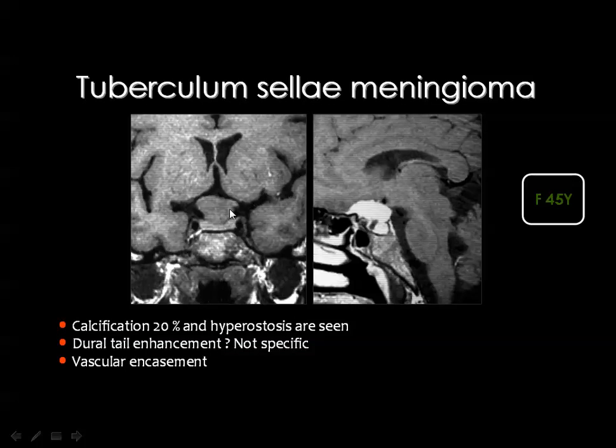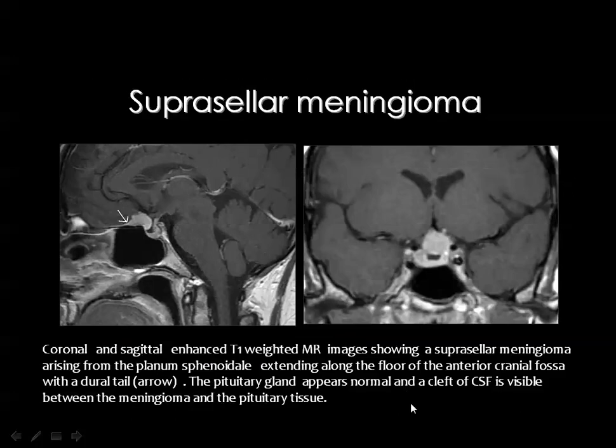And this is a suprasellar meningioma. The tumor is located above the pituitary and is clearly separable from the pituitary gland. And after contrast injection, you see homogeneous post-contrast enhancement with a small dural tail along the floor of the anterior cranial fossa. And this is another example of a suprasellar meningioma.